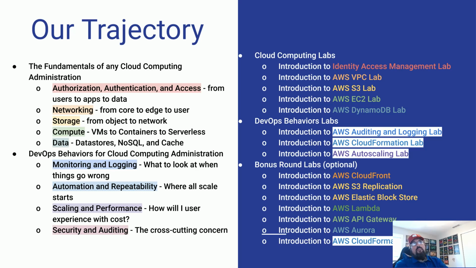And you'll notice on the upper right-hand side, there are some cloud computing labs listed there. So identity and access management, VPCs, S3, we're going to talk about those in detail. And we're also going to add some labs for auditing and for automation and for elasticity so that you can reinforce those DevOps behaviors. Everything below that says bonus round labs on the lower right-hand side, those are all optional. Those are all extra just for you.